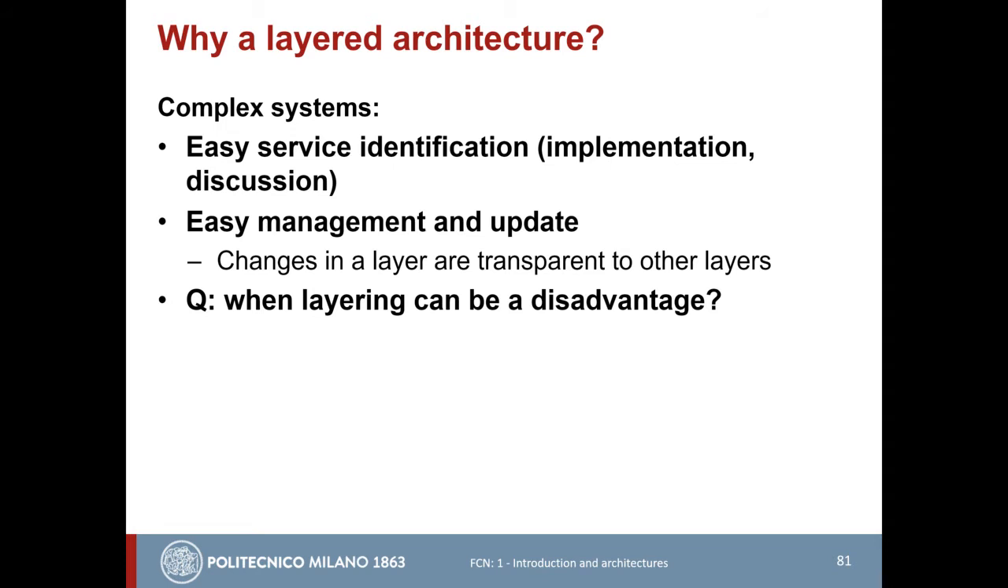For example, if we think about the updating issue, you can change a protocol at one layer because you want a new protocol. You don't have to touch the other layers. The protocols at the other layers remain exactly the same. Sometimes this can be a disadvantage, for example, when you have conflicts between layers, as we will find maybe later on.